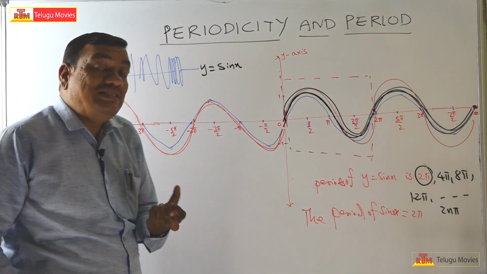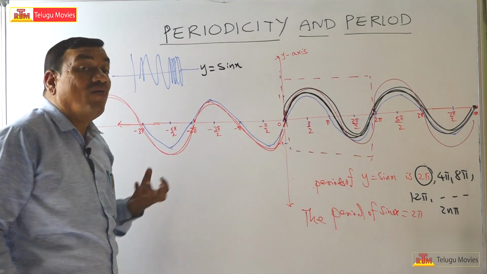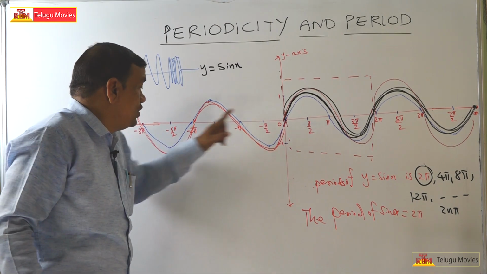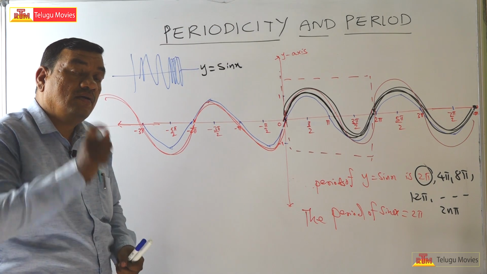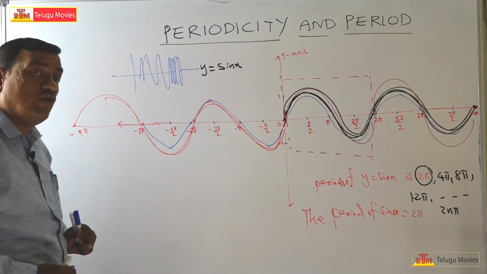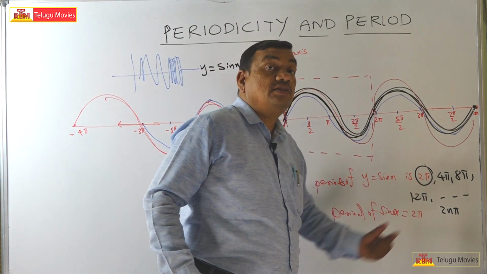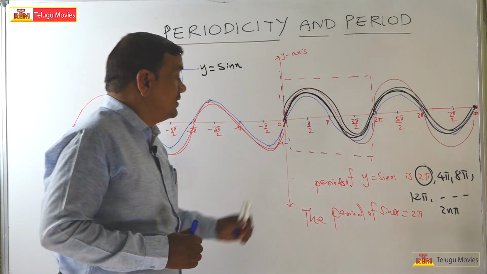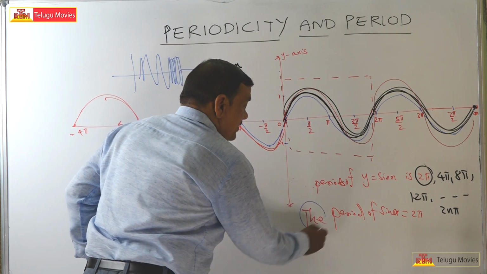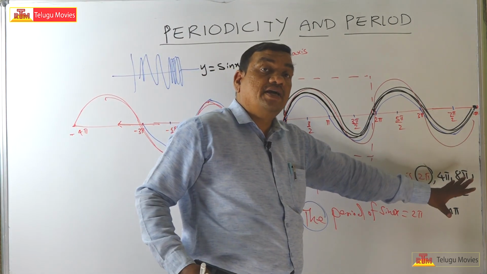Here we have to consider the length of the interval. From 0 to 2 pi, what is the length? 2 pi. Length is always a positive quantity. From 0 to minus 2 pi, the length is 2 pi. From minus 2 pi to minus 4 pi, the smallest interval is what? 2 pi. That 2 pi is called the period of the function. We have to use the word the period. All these are periods.